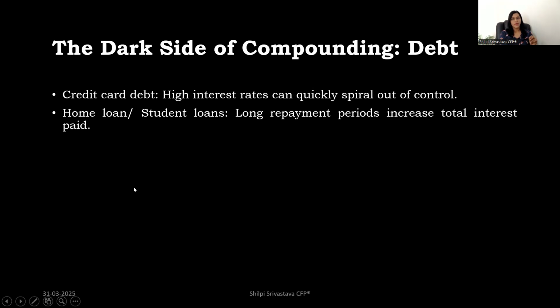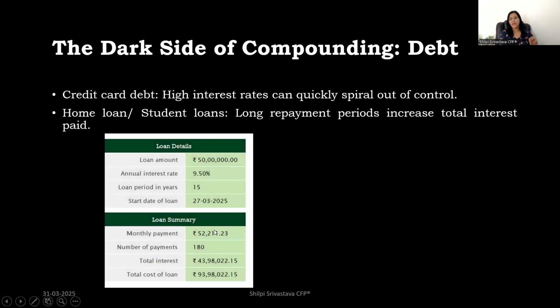There is one example by which you can understand how it eats. Suppose someone has taken a loan of 50 lakh rupees and the rate of interest is 9.5% for a 15 years tenure. The monthly EMI will be 52,211. Number of payments will be 180, that is 15 multiplied by 12, because you are paying EMI on a monthly basis. Do you know how much interest you are paying? The interest on this loan is 43 lakh 98,000, and the total cost of the loan is 93 lakh 98,000.